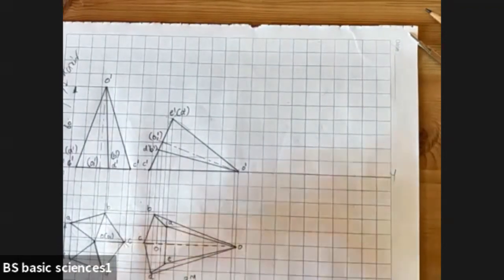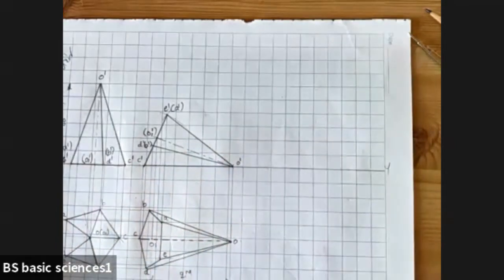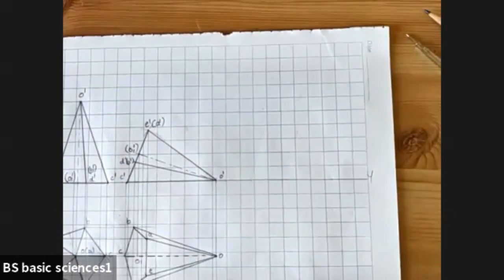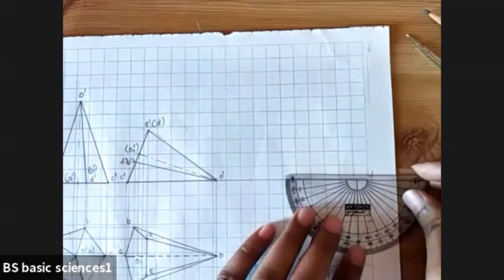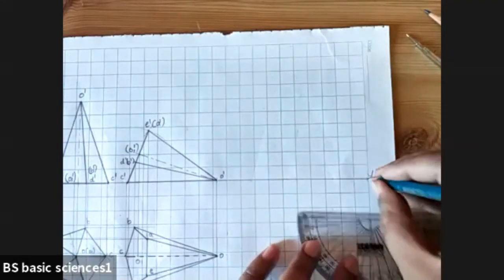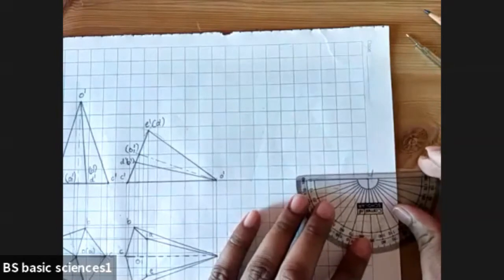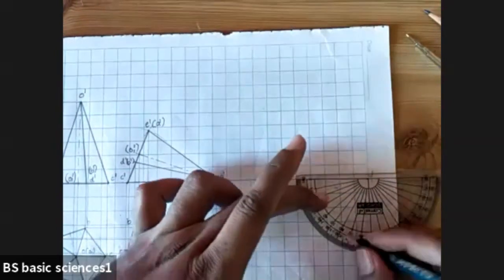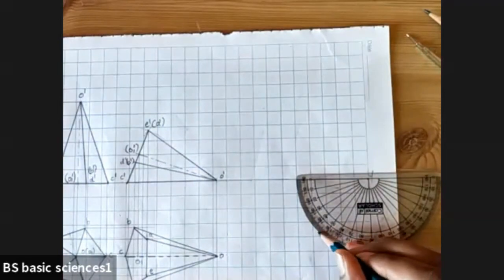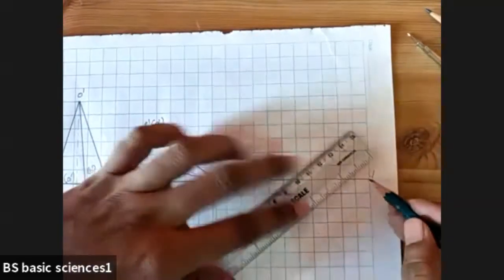In the problem, he has told that the first axis is inclined at an angle of how much? 45 degrees. He has given it as 45 degrees. So place your protractor somewhere here, and mark the 45-degree angle. Draw the 45-degree line.